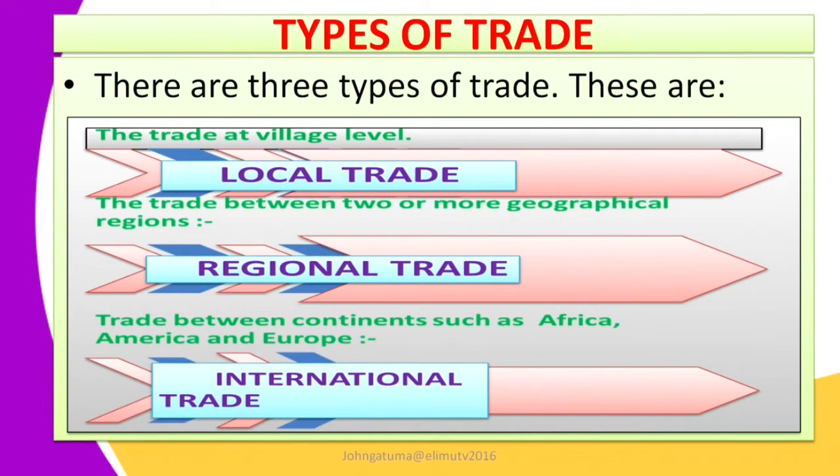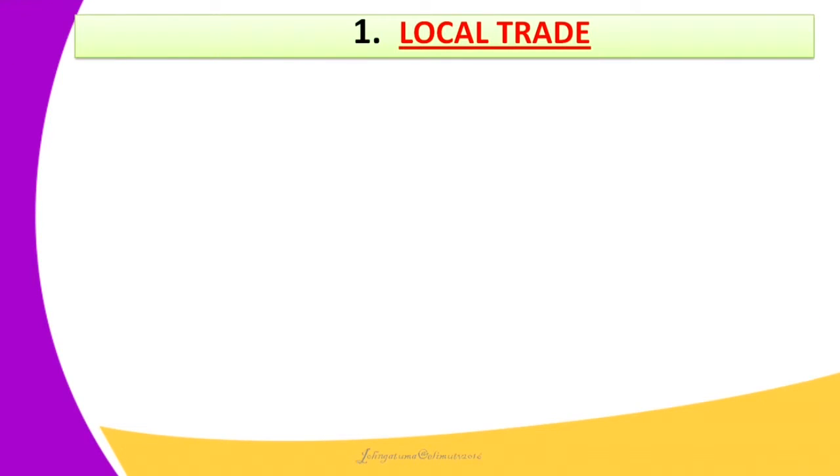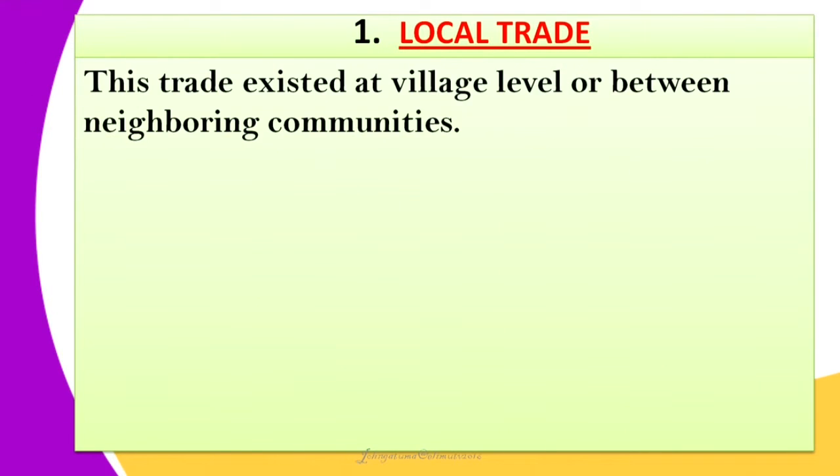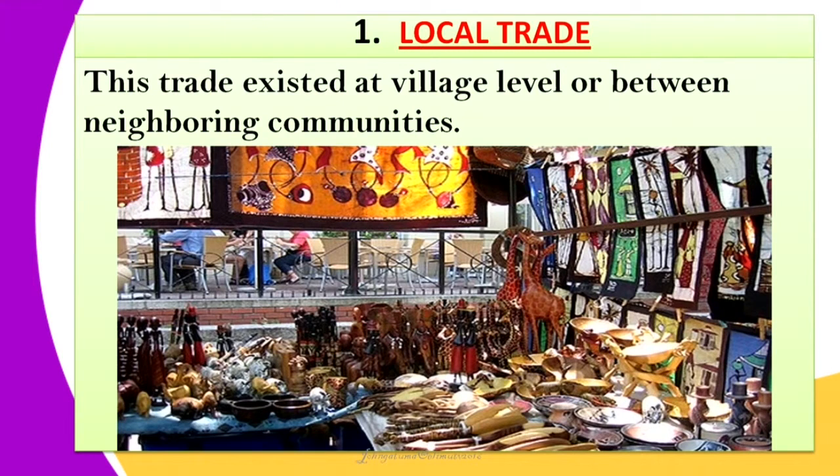So today we shall dwell on the local trade. Local trade is a trade that existed at the village level or between neighboring communities. As the name suggests, local. It involves an exchange of goods and services at the village level. You can see in my illustration here, there are exchanges of goods and services in the villages, or rather between neighboring communities, exchanging sculptures. You can see the sculptures and other goods.